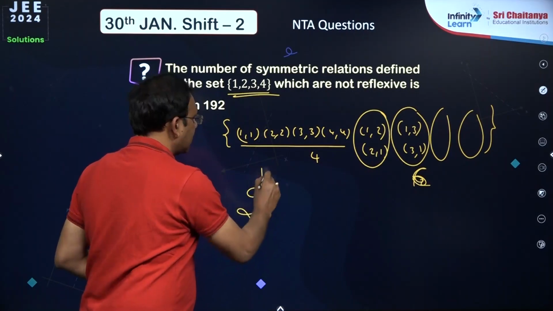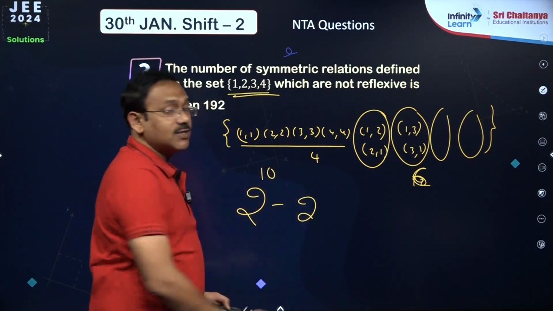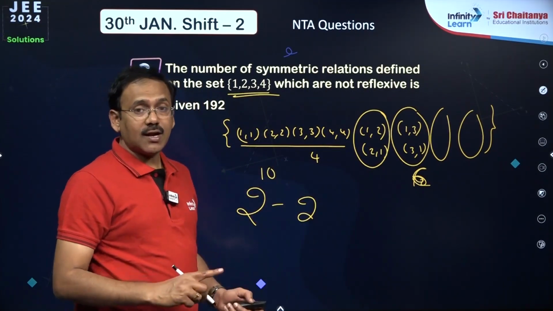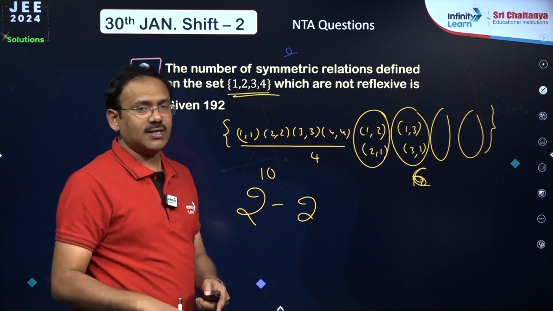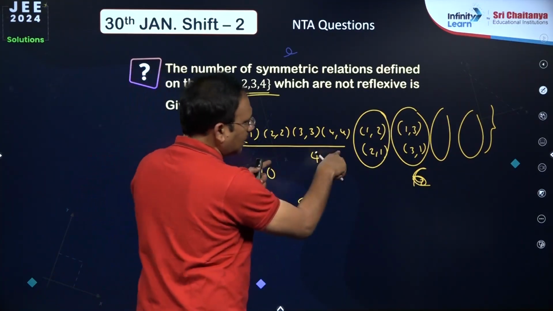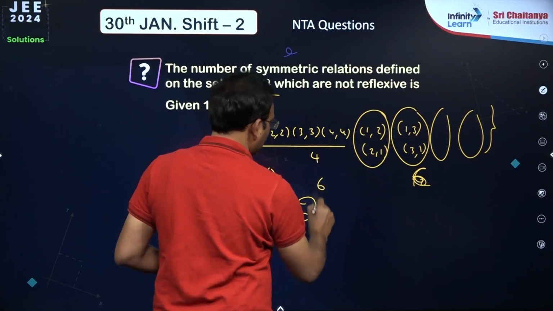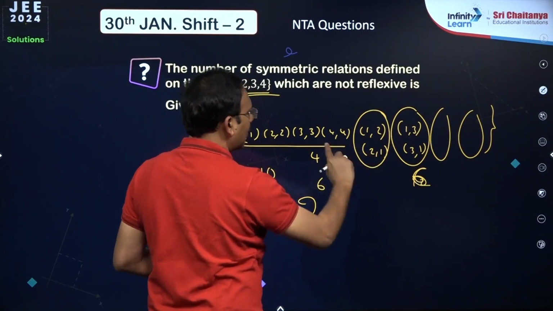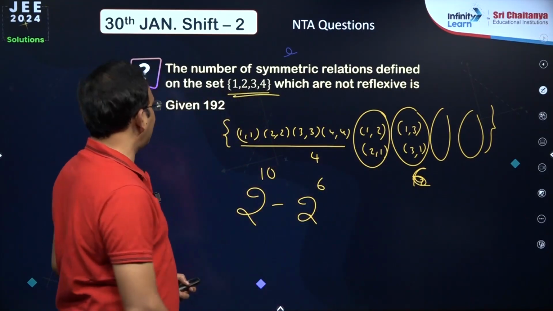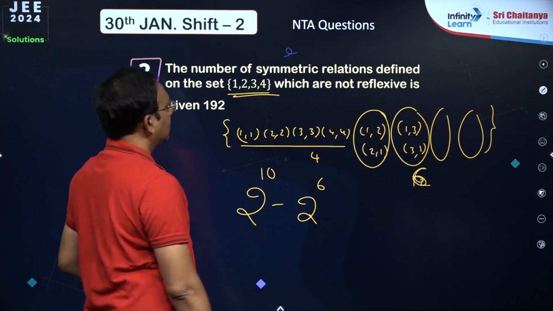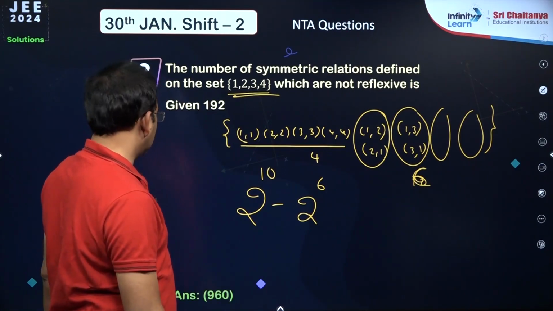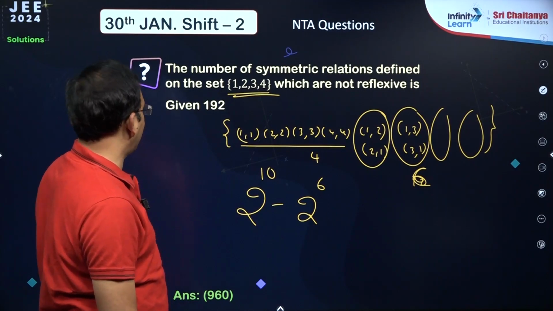Symmetric relation means you can select any of the pairs or not. So 2 power 10 symmetric relations, minus those which are reflexive, since we want not reflexive. Reflexive means you have to select all those 4, so here you have no choice. That means you can take the other pairs or not, like 2 power 6. 2 power 10 minus 2 power 6 is going to be the answer. You will get the answer to be 960, my dear friends.